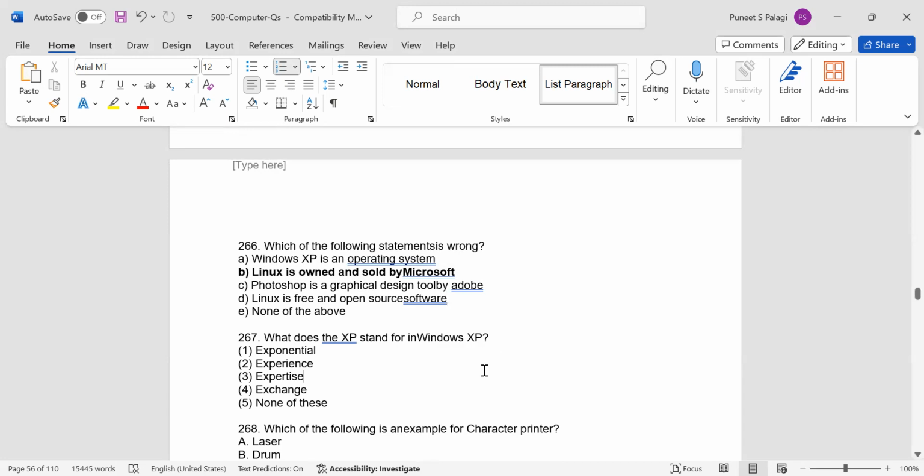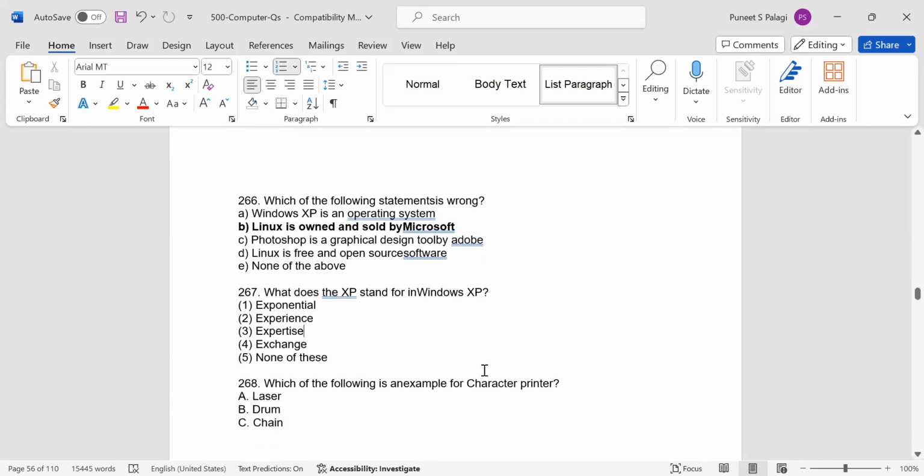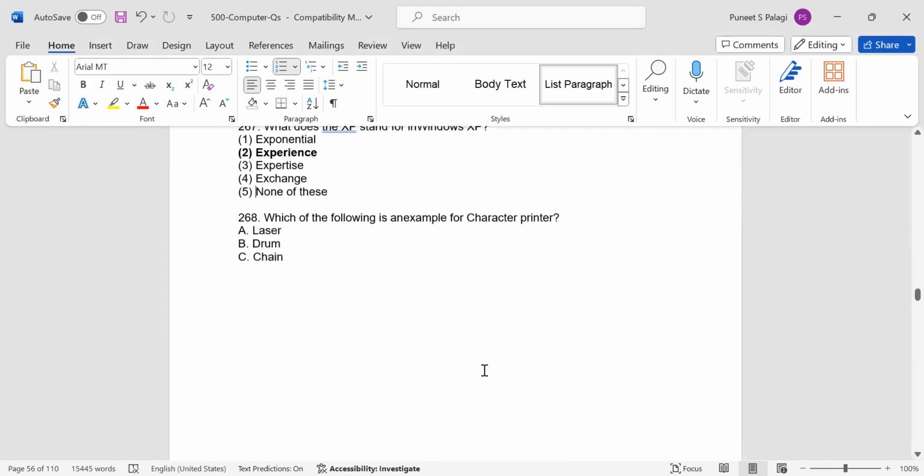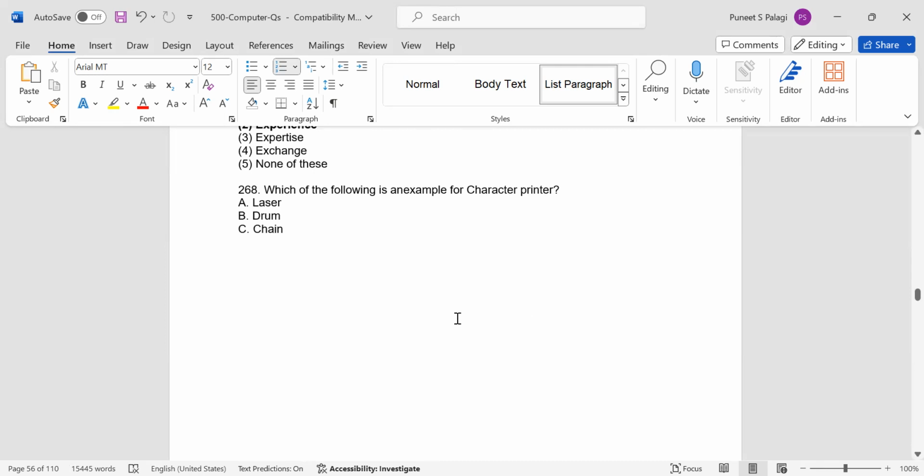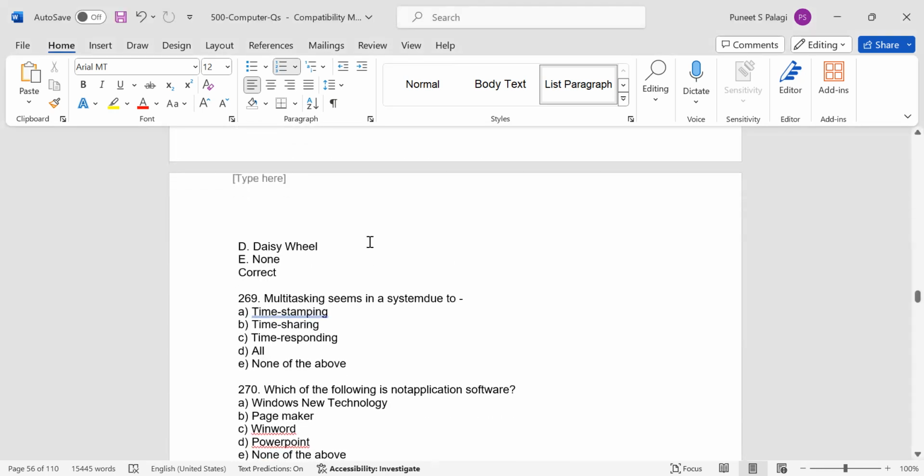What does the XP stand for in Windows XP? It is experience. Which of the following is an example of a character printer? It is option D, daisy wheel.